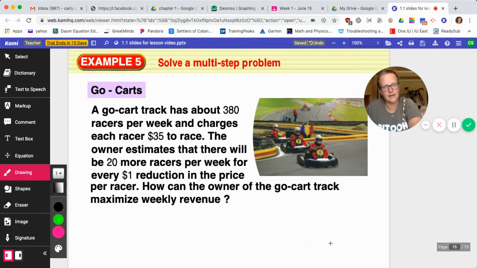And then our last example. A go-kart track has about 380 racers per week and charges each racer $35 to race. The owner estimates that there will be 20 more racers per week for every $1 reduction in the price per racer. How can the owner of the go-kart track maximize weekly revenue? If we're maximizing something, that means we're going to make a parabola that opens down and find the top of it, the y value. How do we do that? All right, let's figure it out. This is a hard one.